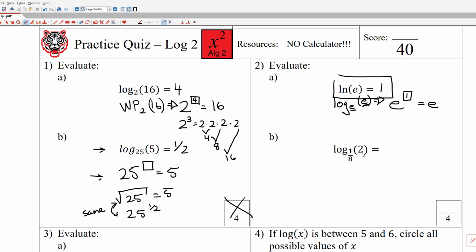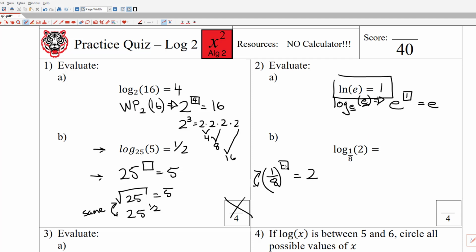Log base 1/8 of 2. This is the first time we've seen this kind of problem in my class. Again, it's asking 1/8 to what power? This whole fraction to what power will give us 2? Well, obviously we need to flip it. Right now it's upside down. So the only way to flip this is by using a negative exponent.